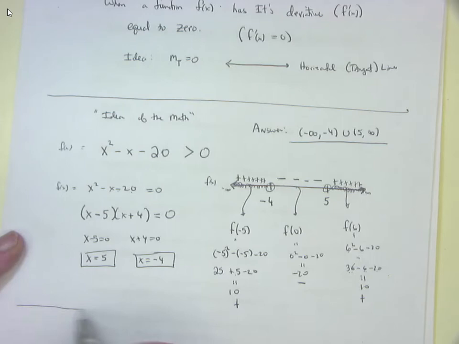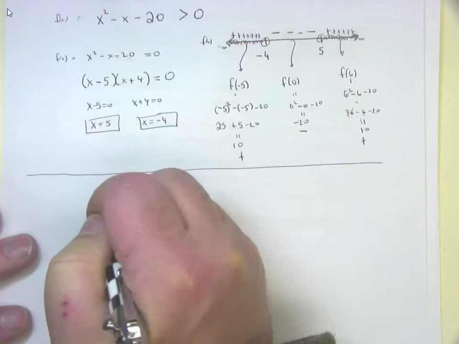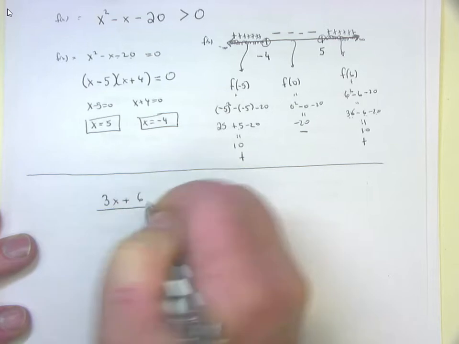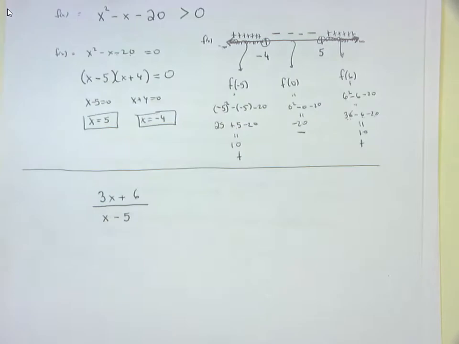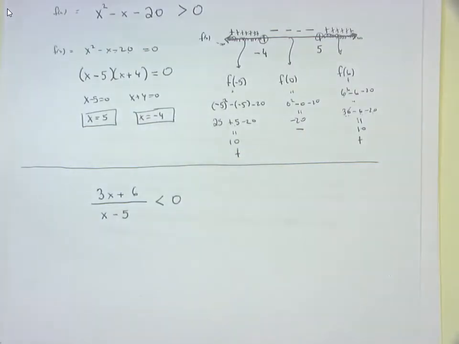I want to do one more before we get into the problems of the day. This was a classic quadratic polynomial type of thing. What if I gave you this? 3x plus 6 divided by x minus 5. There we go. And I want to know where this function is going to be less than 0, just to change it. Okay? So this is what I want to find. This 3x plus 6 divided by x minus 5 is going to be less than 0.